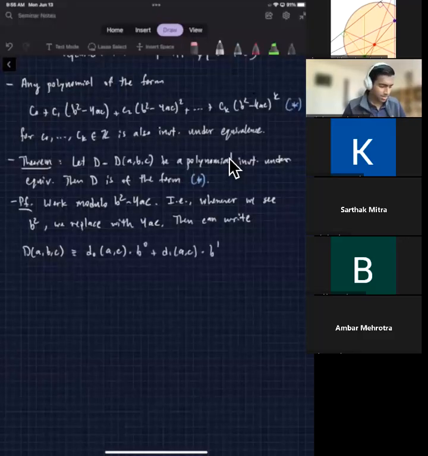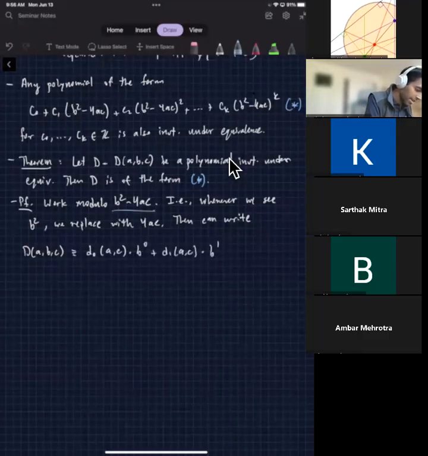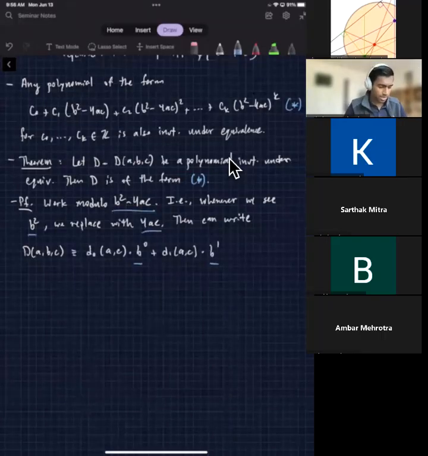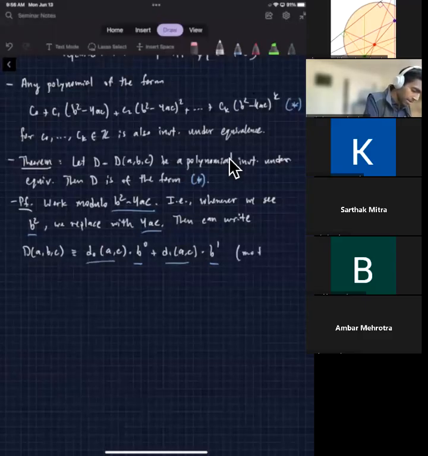And the reason we can do this is that we're working modulo b squared minus 4ac. Anytime we see a b squared, we're setting it equal to 4ac. So the only powers of b that can show up are b to the 0 and b to the 1. And then the coefficients of those powers have to be polynomials in a and c. And so those are d0(a,c) and d1(a,c). So this is all true mod b squared minus 4ac. Okay.